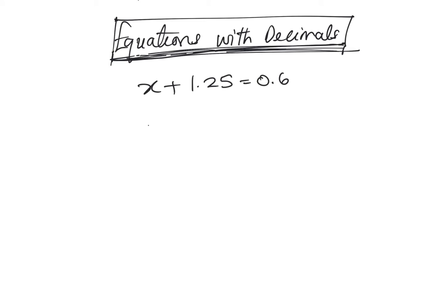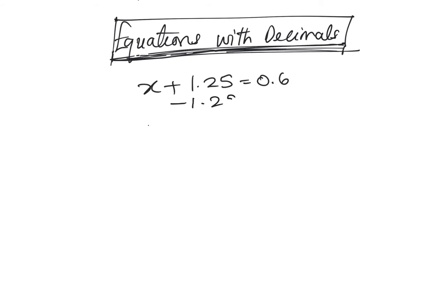Let's talk about equations with decimals. That's what we're looking at here. If you have an equation that has decimals, how do you work with those equations? Well, the good news is you work with them the same way you've worked with other equations. So in this case, x plus 1.25 is equal to 0.6.